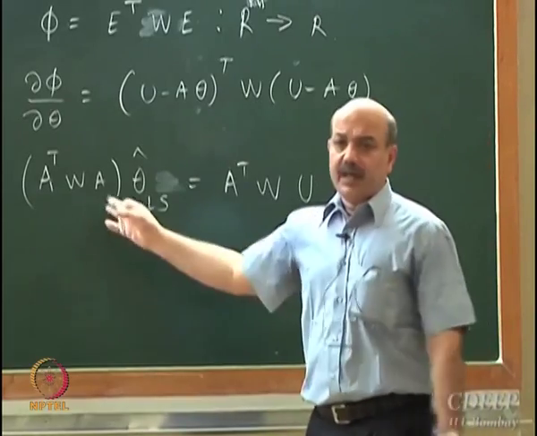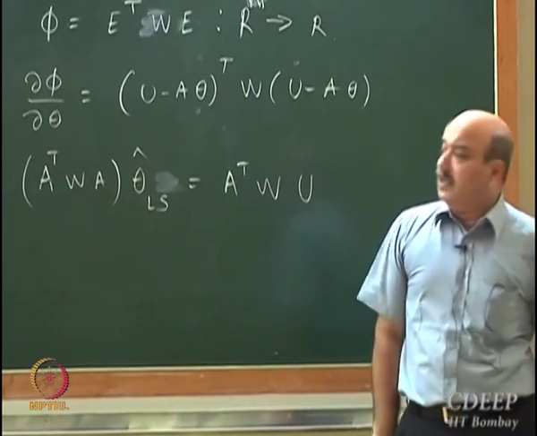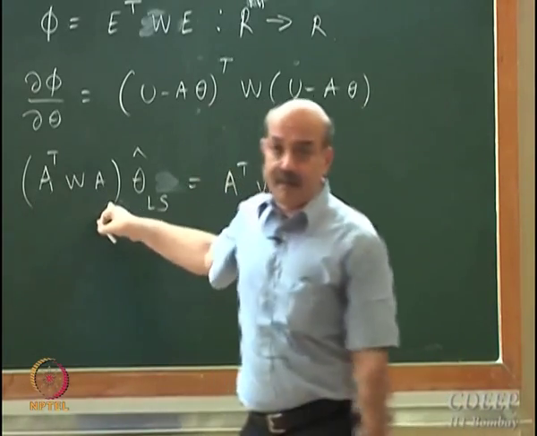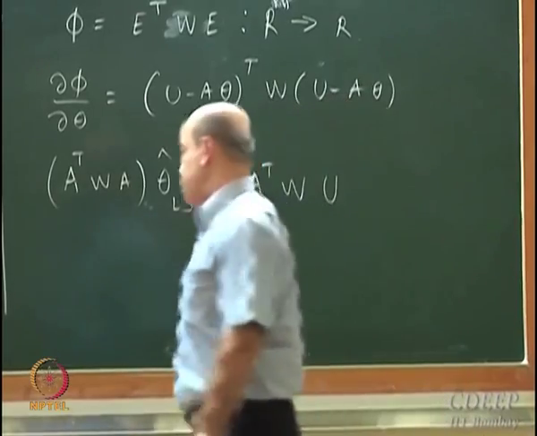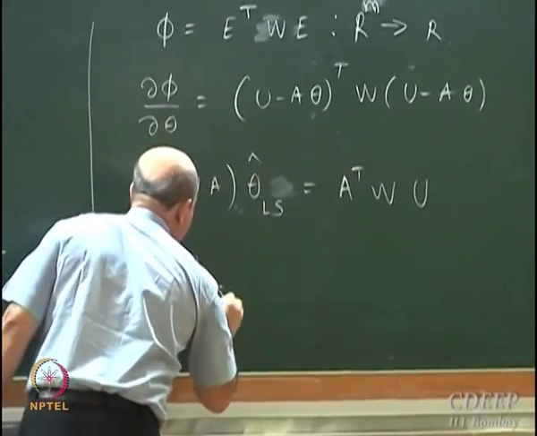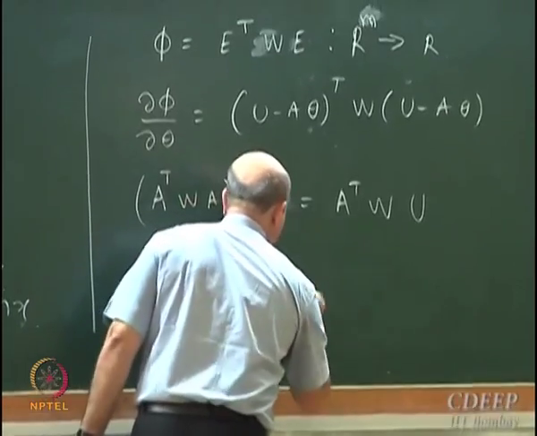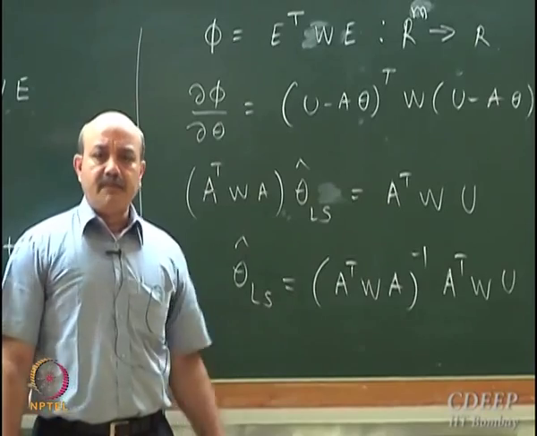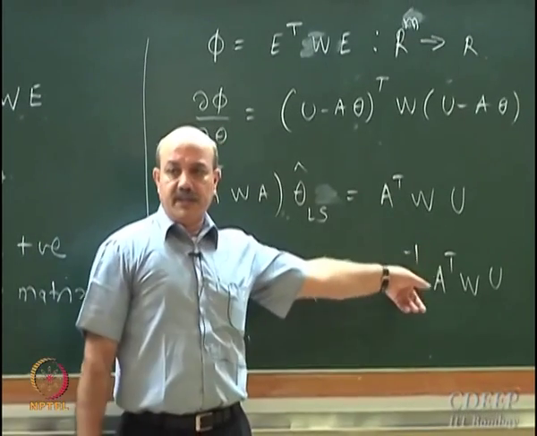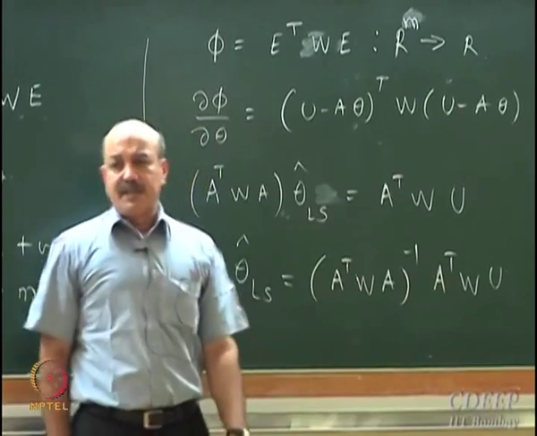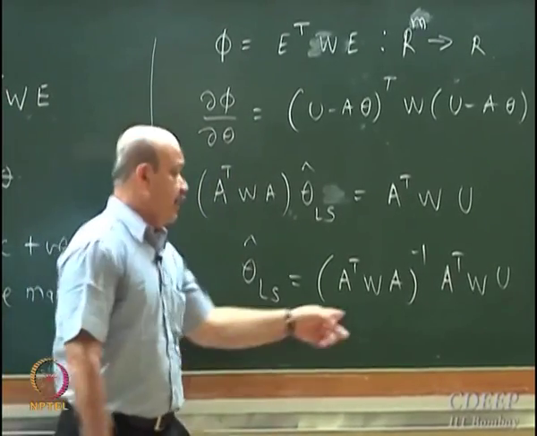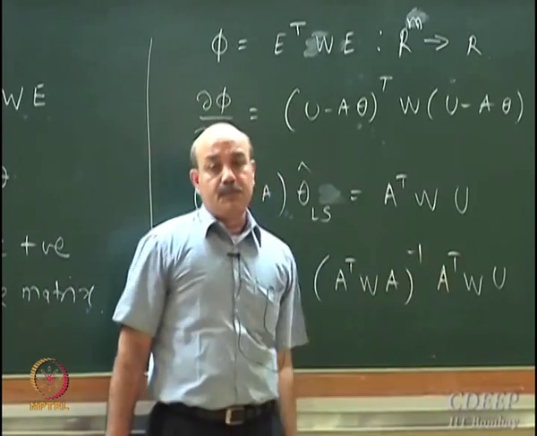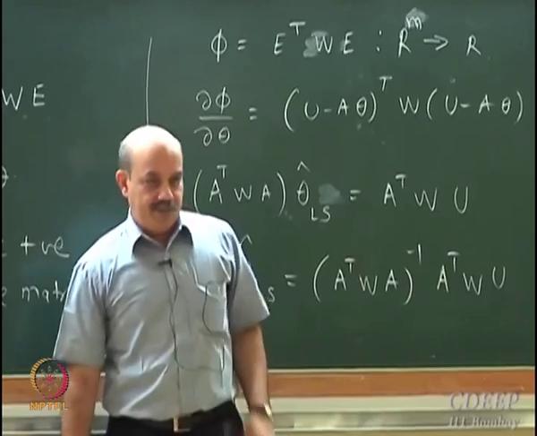Okay, and finally we argued that if columns of A are linearly independent, then this matrix is invertible. This is a symmetric, positive definite matrix, very nice matrix, and my least square estimate can be written as theta least square equals A transpose W A inverse A transpose W U. We also looked at the special case when W is equal to I, where A transpose A inverse A transpose is called the pseudo inverse of matrix A.